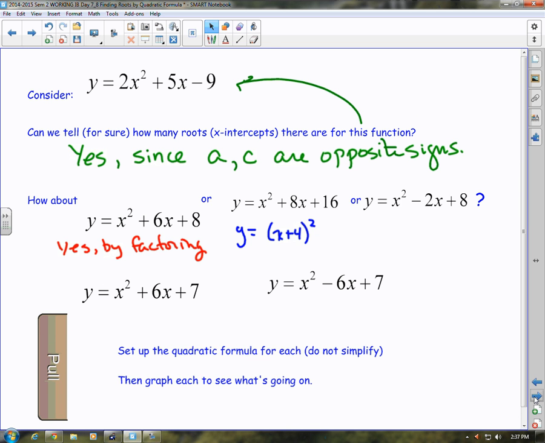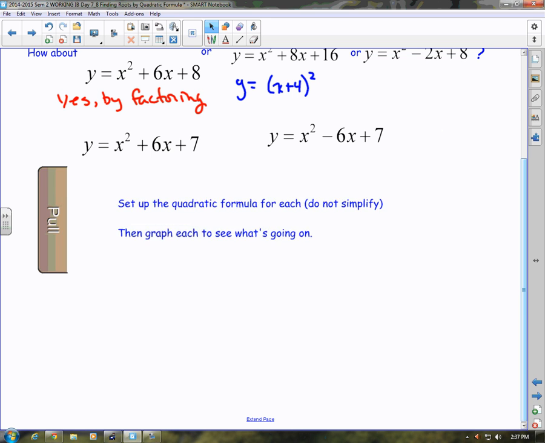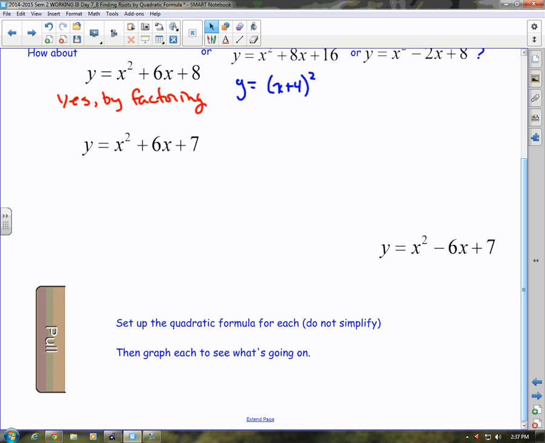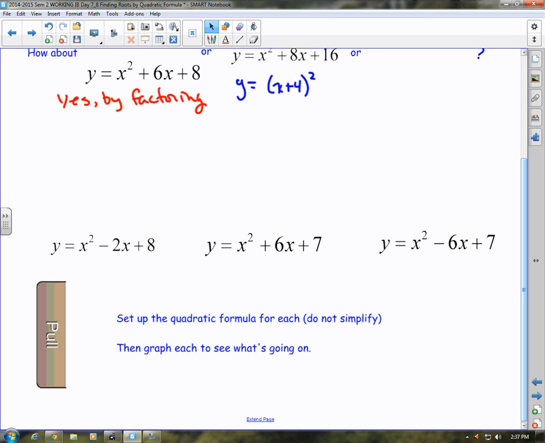Here's what I want you to do for these last three that we were working on. This one, and this one. I'd like you to set up the quadratic formula for each of them. Don't let Siri set it up. Just set it up, but don't simplify. In other words, simplify underneath the radical and simplify the denominator, but don't go beyond that. Do those for each of these three.